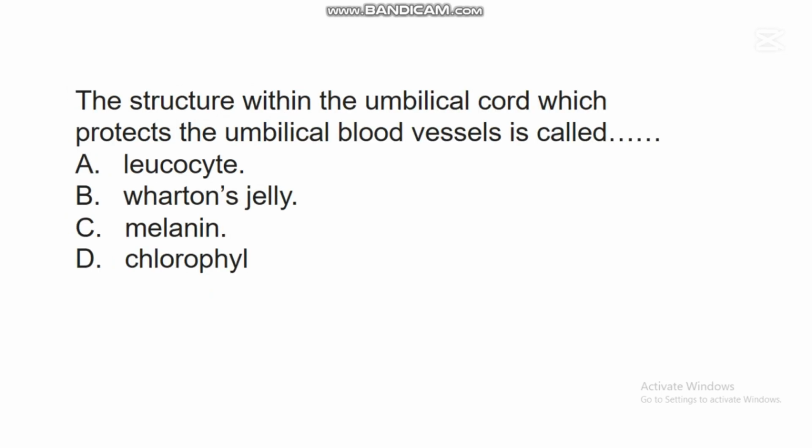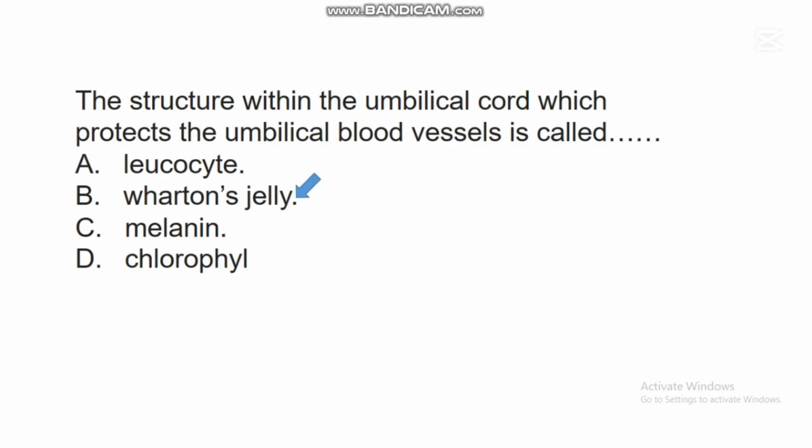The next question says, the structure within the umbilical cord which protects the umbilical blood vessels is called dash. A. Leukocytes. B. Wharton's jelly. C. Melanin. D. Chlorophyll. In this question, the correct answer is B. Wharton's jelly. Wharton's jelly is a structure within the umbilical cord which protects the blood vessels in that environment.